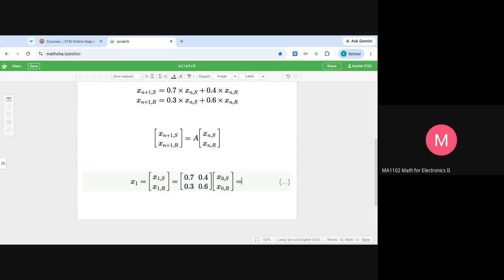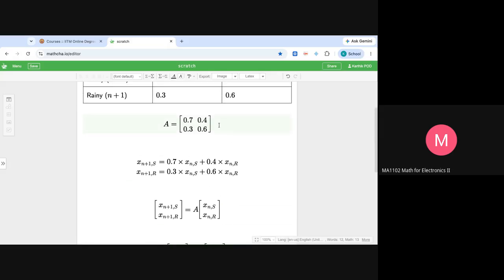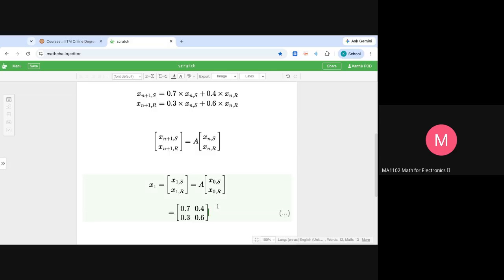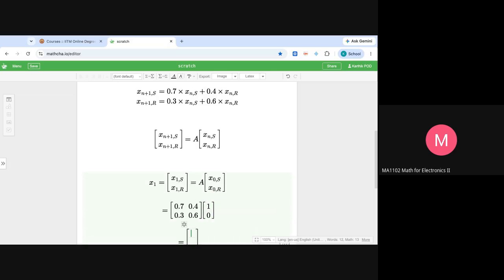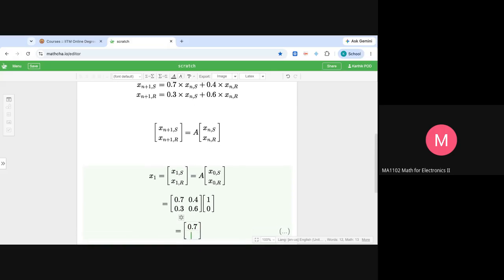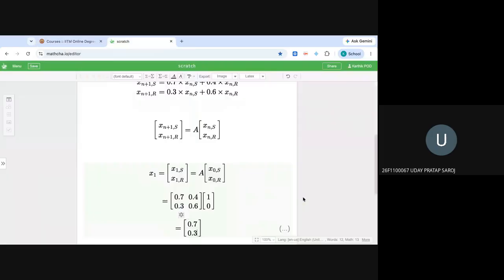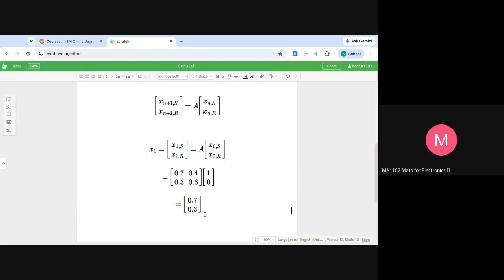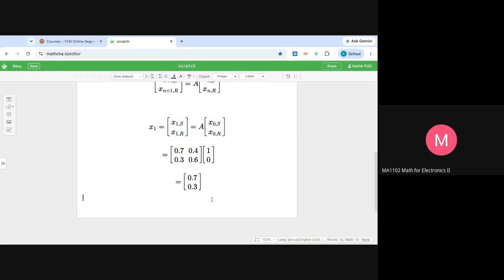And then if you plug in, let's maybe write this as A times x. So then we can use this A here so that it becomes A times 1 0, right? So this will just remain 0.7, 0.3, right? Then I guess x2 is just one more time you multiply. This time we'll use X1 as the input, right? Exactly. So this is x2.